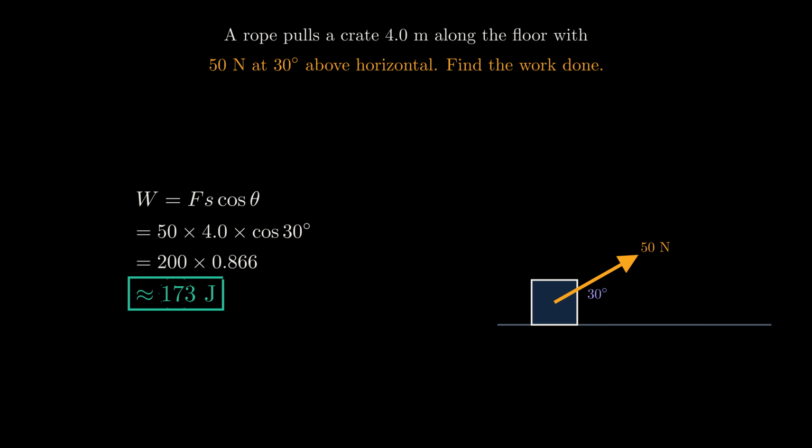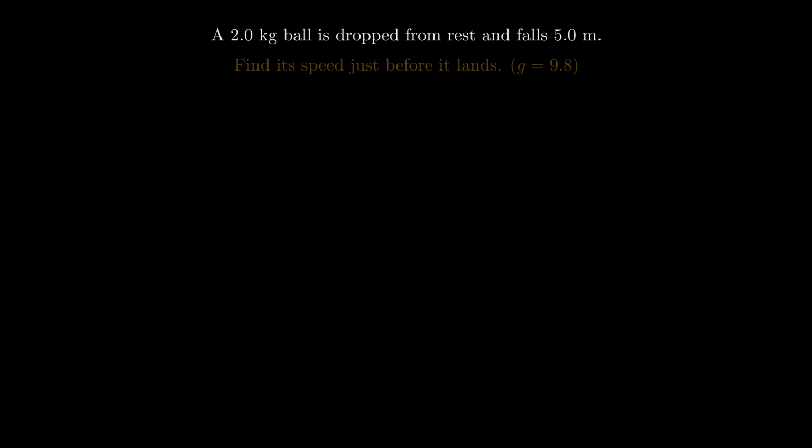If you'd forgotten the cosine and just multiplied 50 by 4, you'd have said 200 joules and thrown marks away. Number 2 shows off the real power of energy. A 2-kilogram ball is dropped from rest and falls 5 meters. Find the speed just before it lands.